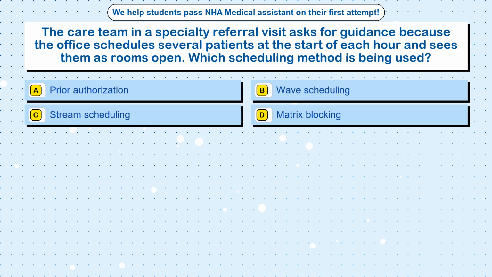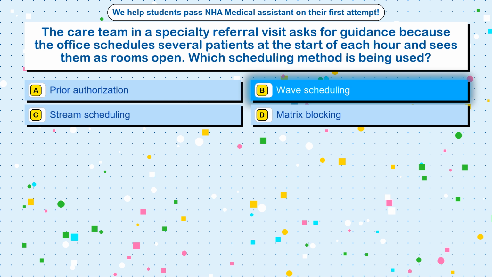Question 75. The care team in a specialty referral visit asks for guidance because the office schedules several patients at the start of each hour and sees them as rooms open. Which scheduling method is being used? Option A. Prior authorization. Option B. Wave scheduling. Option C. Stream scheduling. Option D. Matrix blocking. The correct answer is option B.